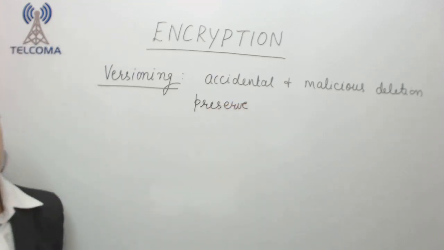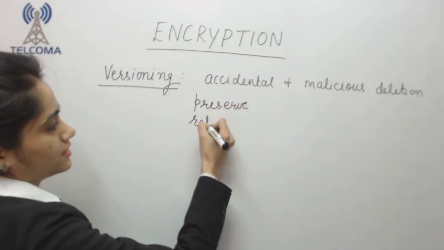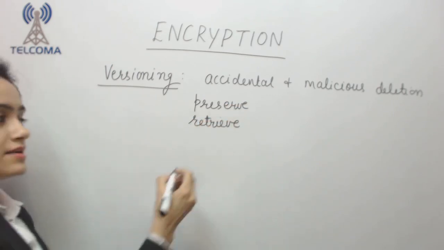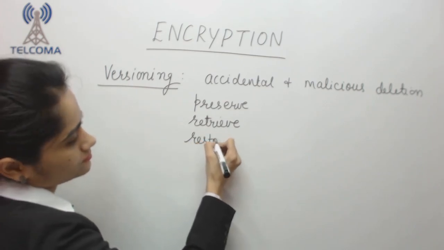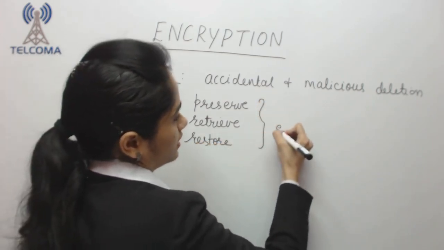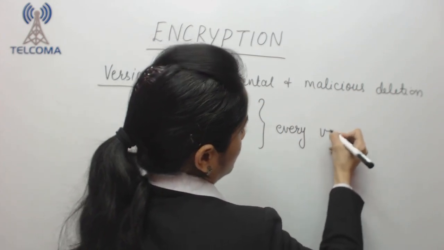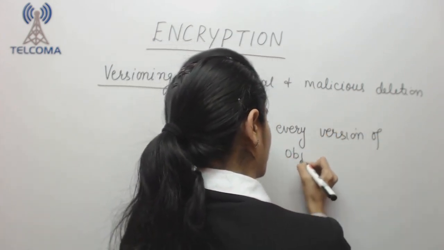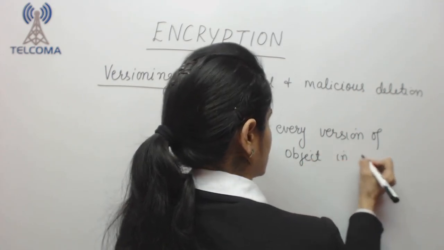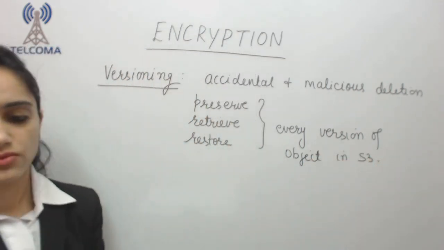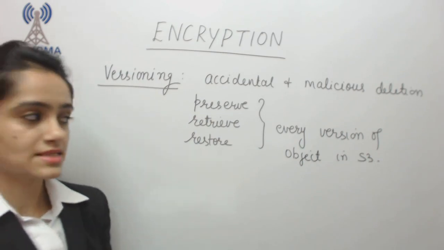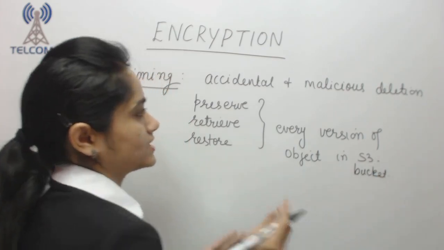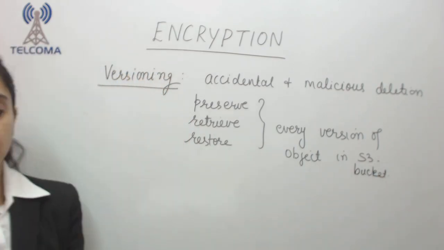So basically it preserves, retrieves, and restores every version of an object in S3. That's why we call it versioning. So whatever is in the S3 bucket, it provides protection against accidental and malicious deletion.